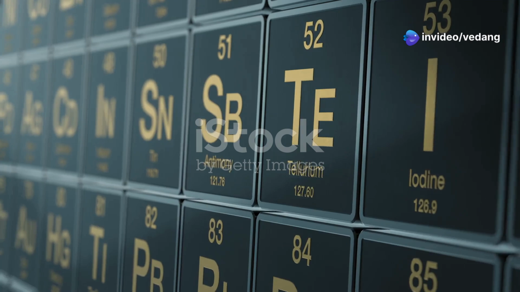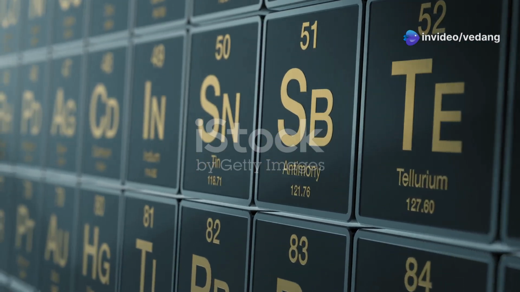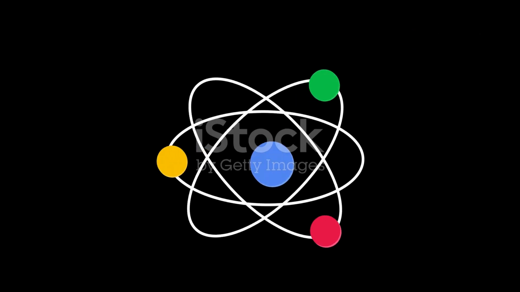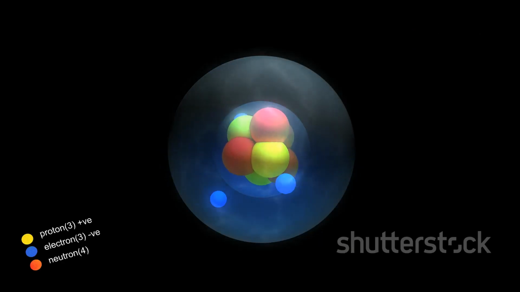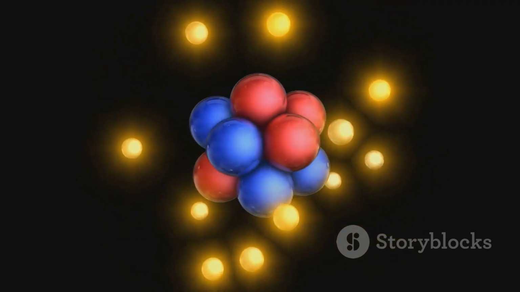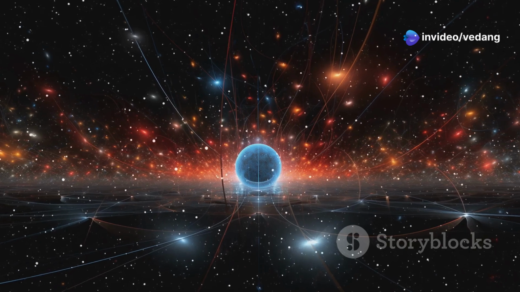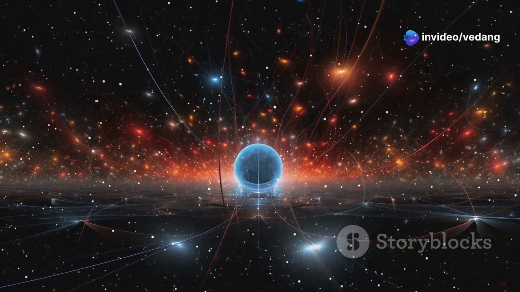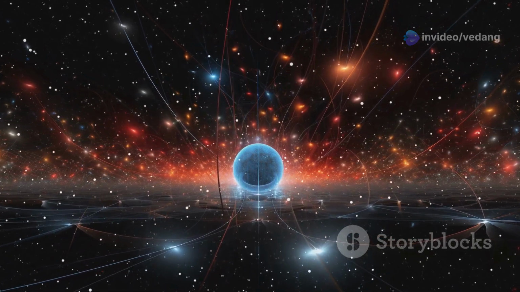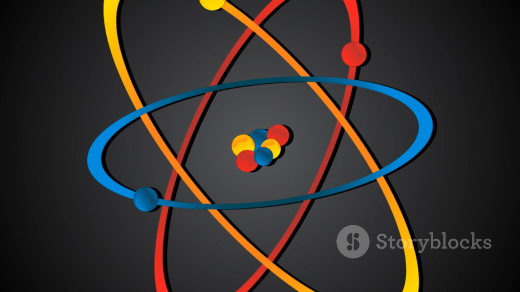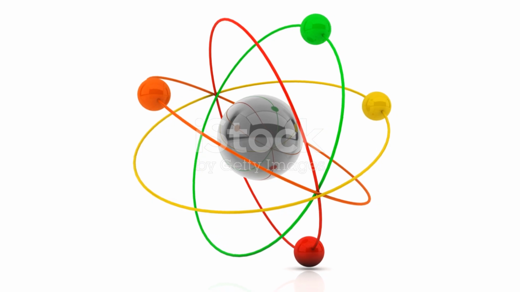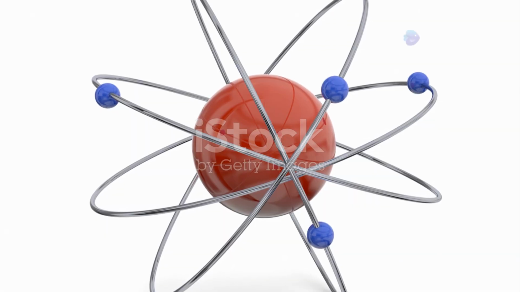Now let's take a closer look at electron configuration itself. Each electron in an atom is assigned to a specific orbital, which is defined by a set of quantum numbers. These numbers include the principal quantum number, the angular momentum quantum number, the magnetic quantum number, and the spin quantum number. Together they describe the energy, shape, orientation, and spin of an electron within an atom.